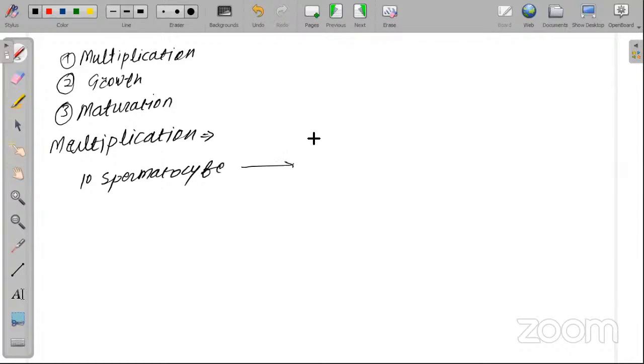converted into the next cell. And this next cell is known as the haploid cell. That means meiosis happens here. Meiosis happens here, and it develops into the next cell. That is a haploid cell. यहाँ पर haploid cell का जनरेशन हो गया.